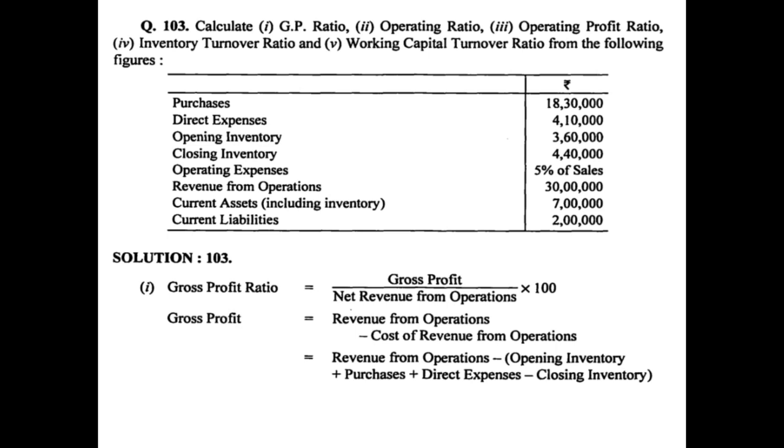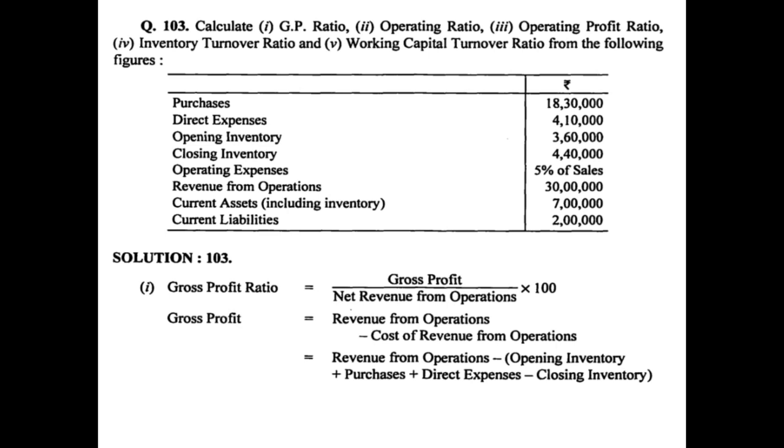Then revenue from operations is 30 lakh. So 5% of 30 lakh will be the operating expenses. Then current assets including inventory is 7 lakh. Then current liabilities is 2 lakh. Now let us start with the first one.